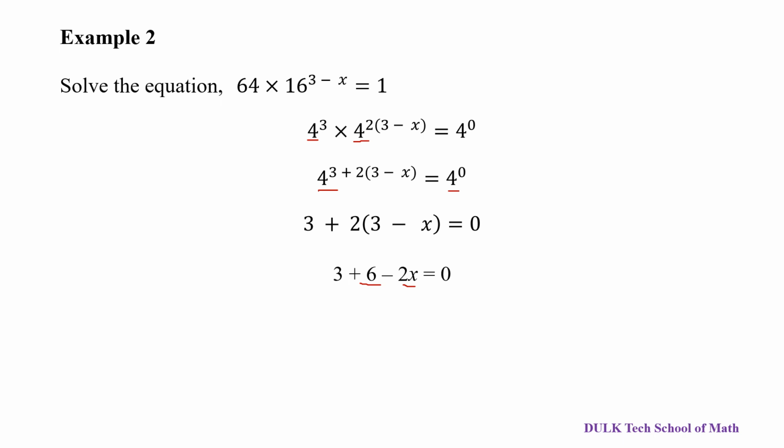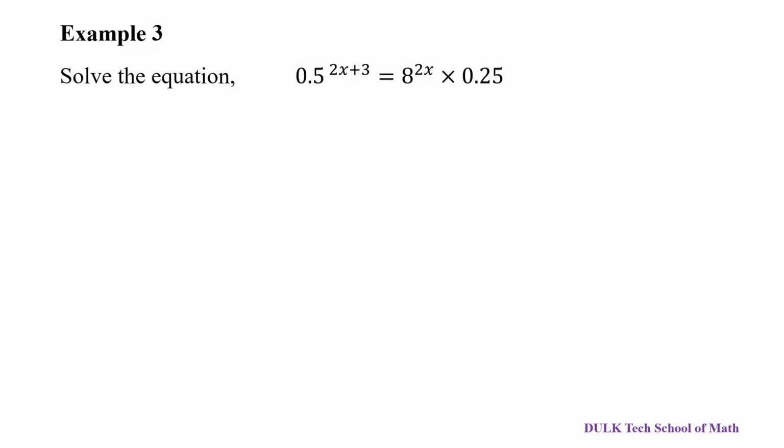And this is equal to 0, right? 3 plus 6 is equal to 9. So taking minus 2x to the other side, we remain with 9 is equal to 2x. Dividing both sides by 2, we find out that x is equal to 4.5. Right? Let's move on to our next example.